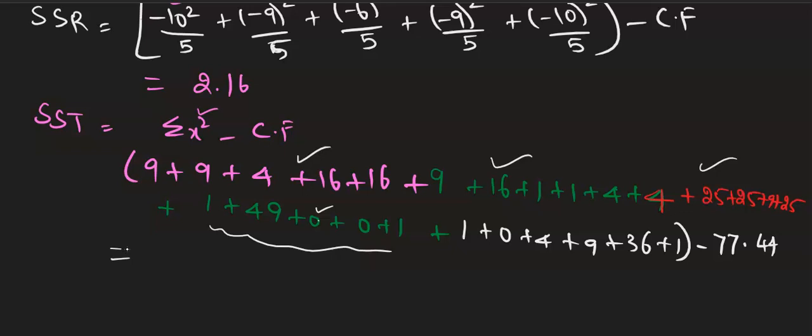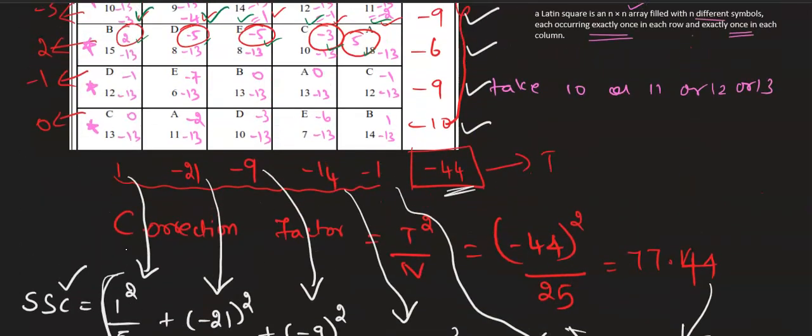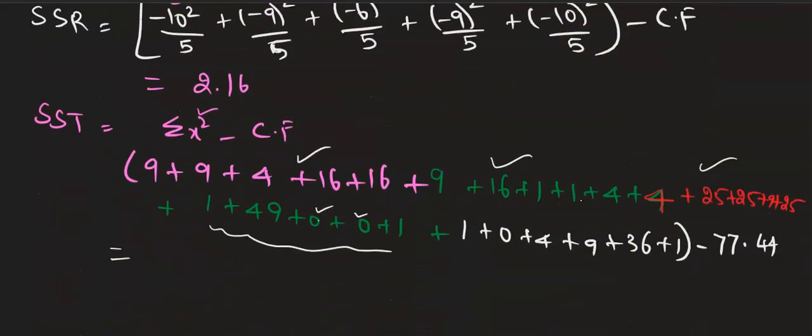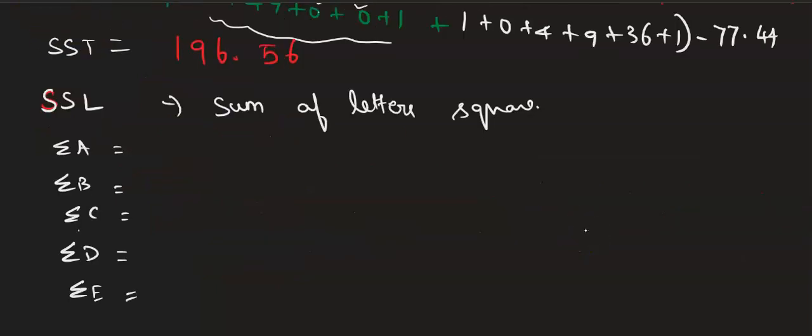And these 2 became 0 because 13 minus 13, the whole square, so this is 0, and again this is 0. So it's all giving you easier values to calculate, and this is supposed to be 196.56. So you have calculated SST also. So one extra thing is SSL, which we have to find in Latin square.